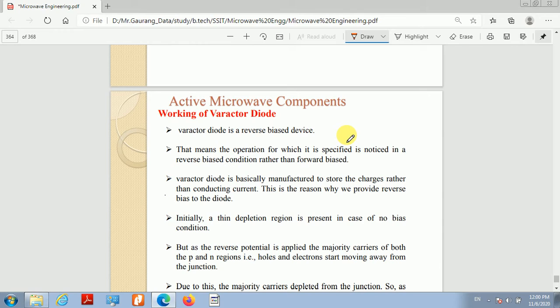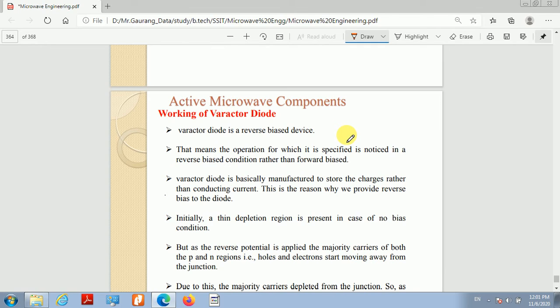So let's understand what will happen if we apply the DC bias to this diode. Initially, if we do not apply any bias, under zero bias condition, there exists a thin depletion region between the P and N type material. And here we will only focus on the reverse biasing of the diode, because we have to understand the working of the Varactor diode under reverse bias condition.